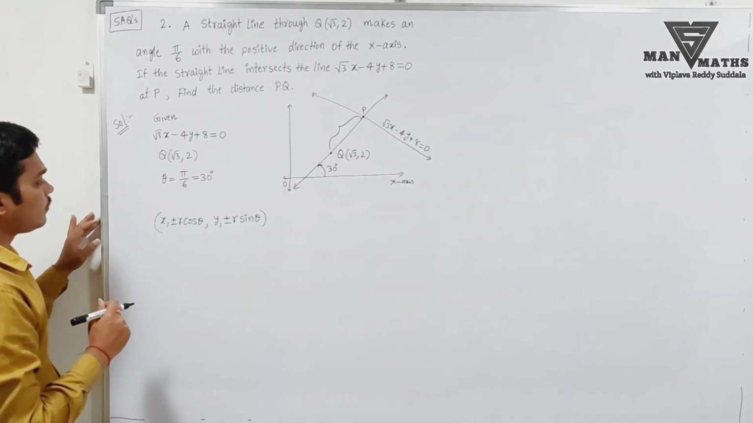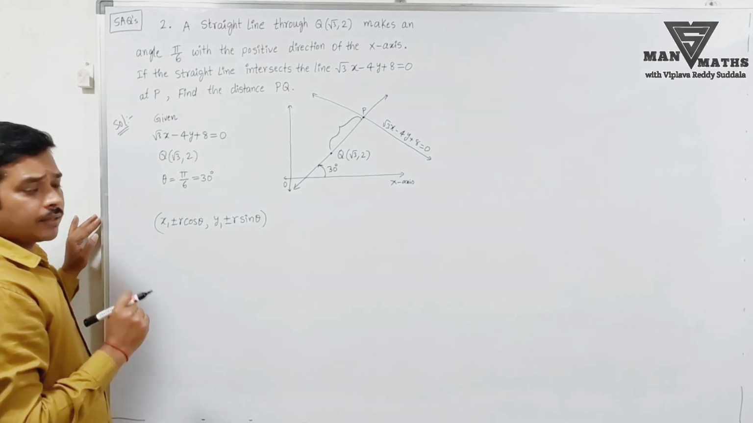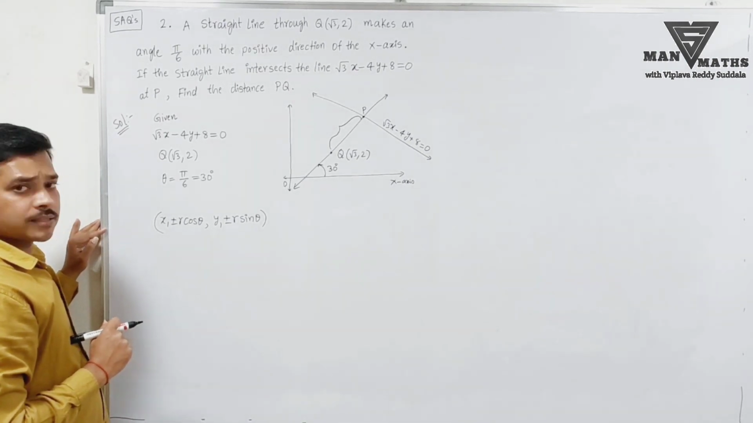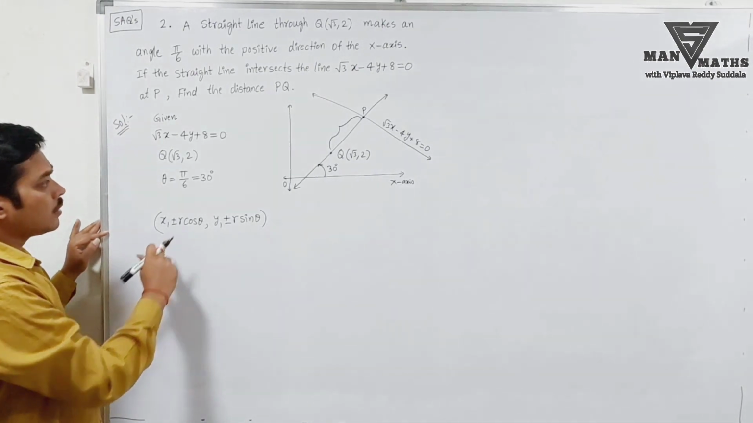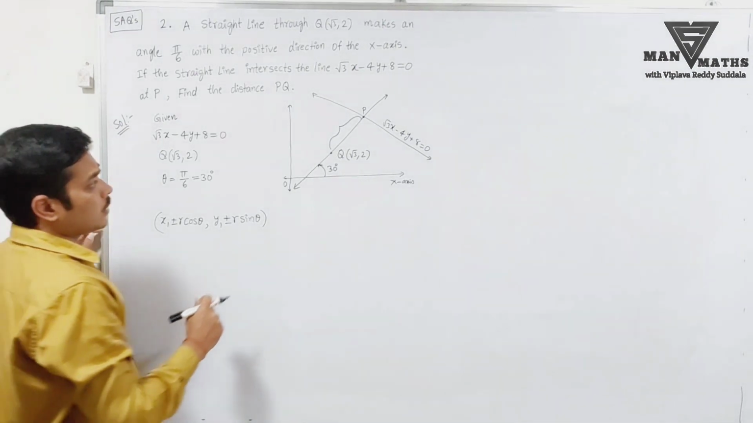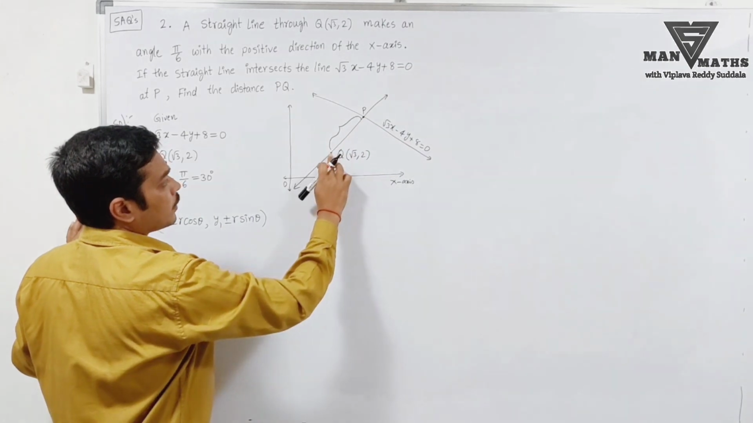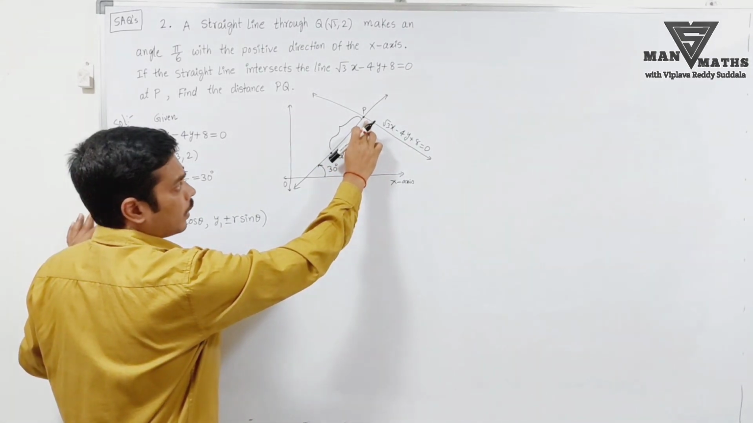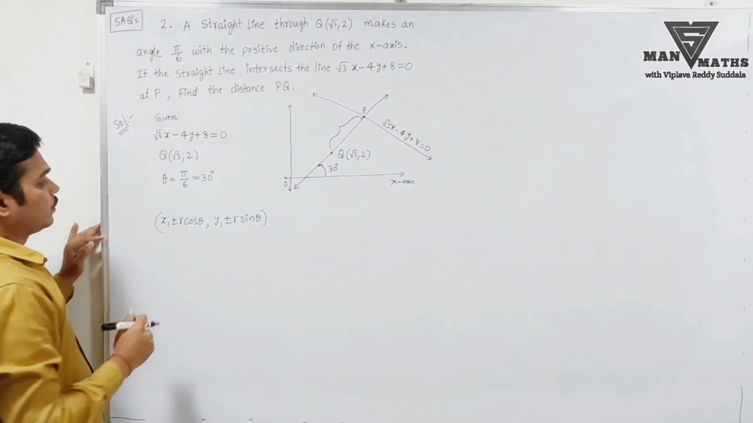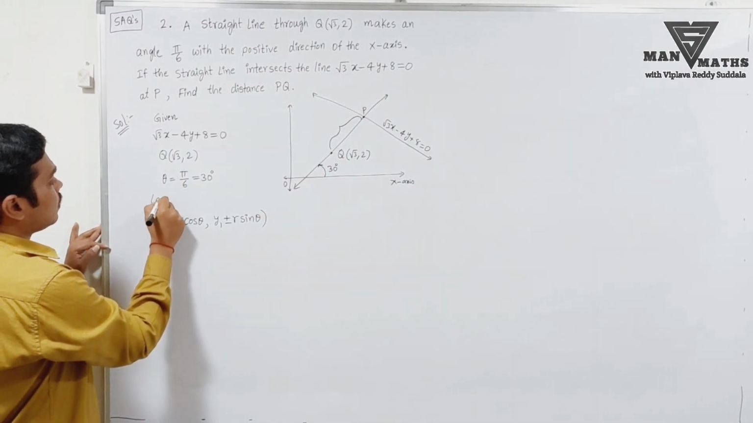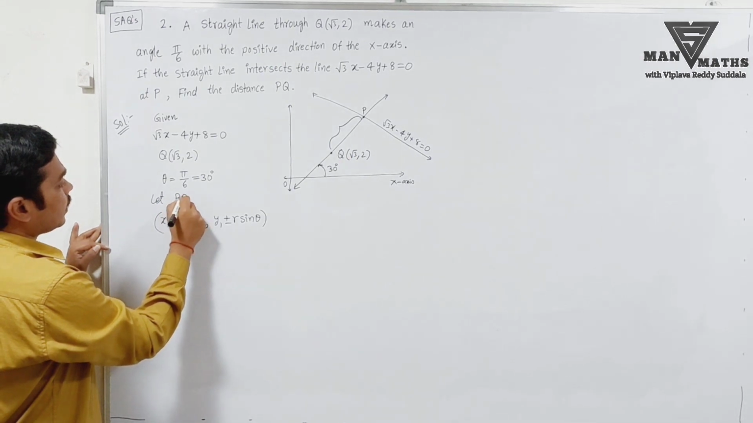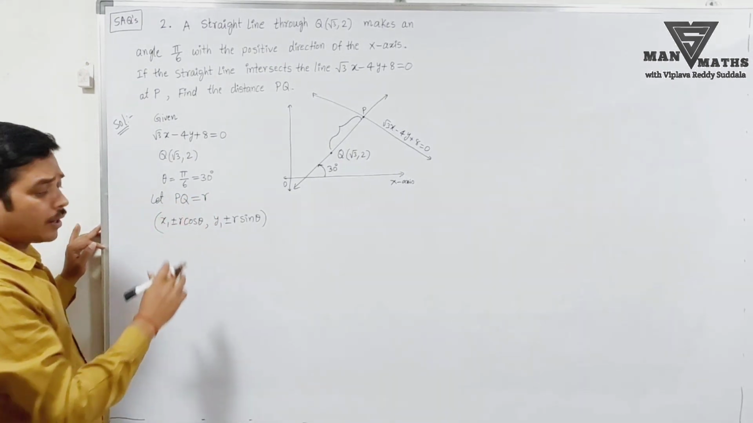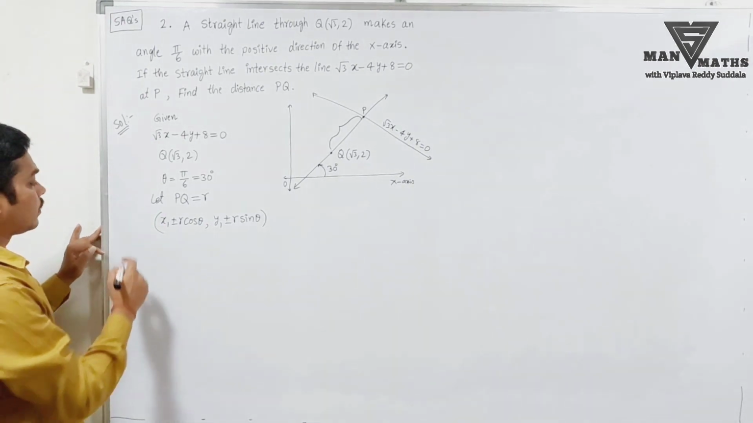Each and every point on a line is in the form of x1 plus or minus r cos theta, comma y1 plus or minus r sin theta. Here r is, what is the r? r is the distance between P and Q. Here Q is the known point, P is the variable, unknown point. Let the distance between P and Q be equal to small r.